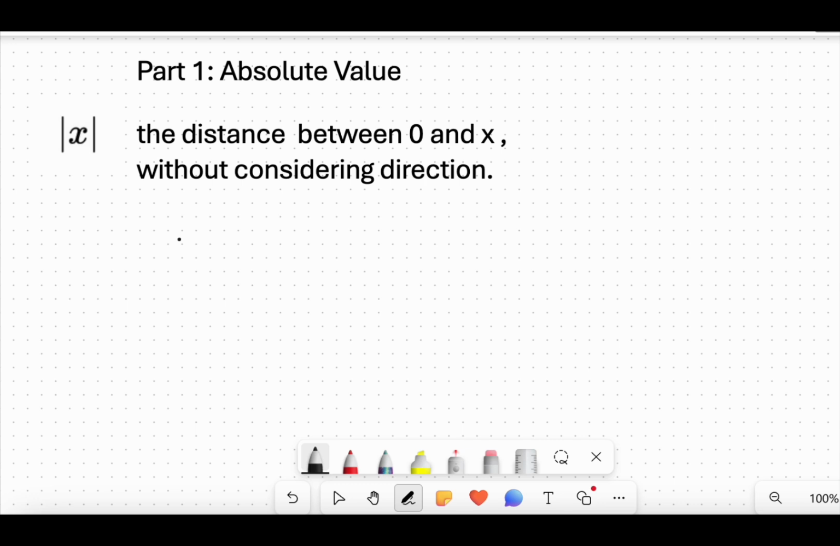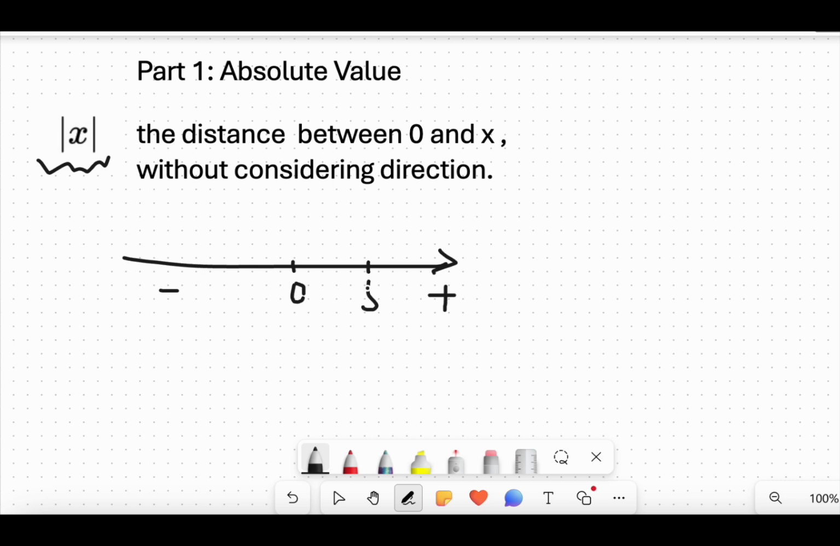Now we begin with part 1, absolute value. The absolute value of x is written like this: two sticks, and in the middle of the sticks, we write x. It means the distance between 0 and x, and we don't consider direction. We can draw an image on the horizontal axis. This is 0, and by convention, the right direction is the positive direction and the left is the negative direction.